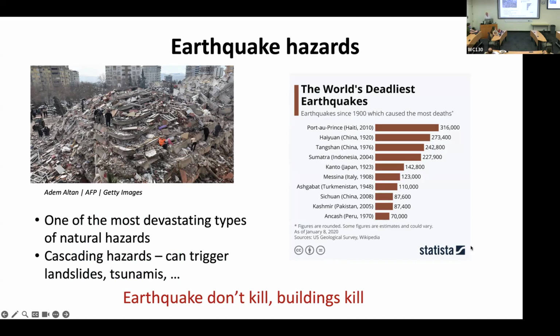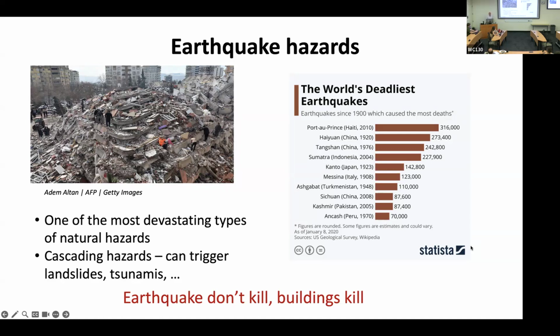So earthquakes, an earthquake is a known hazard, one of the most devastating natural hazards. It can by itself cause a lot of damage. Here we see an example of apartment buildings that collapsed during the earthquakes in Turkey just a few years ago. And it can also generate other hazards like tsunami, landslide, and all of that can cause a lot of damage and loss of life.